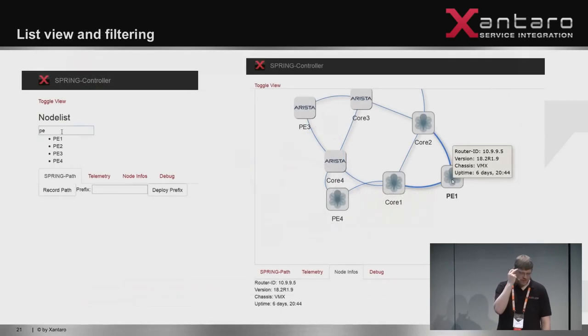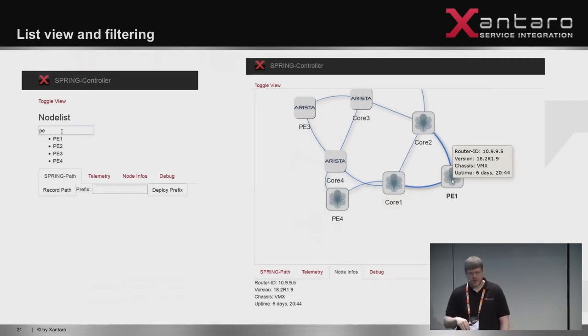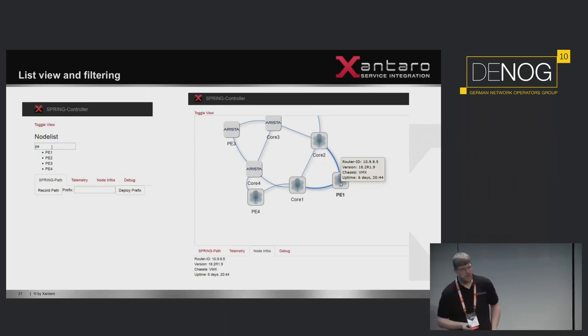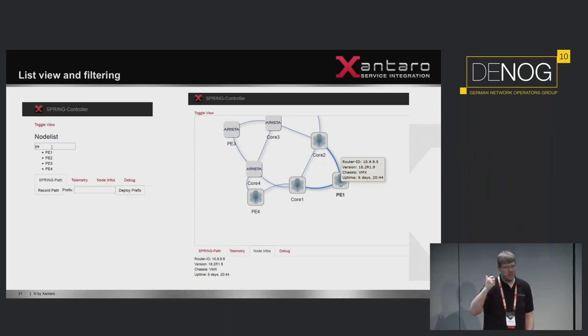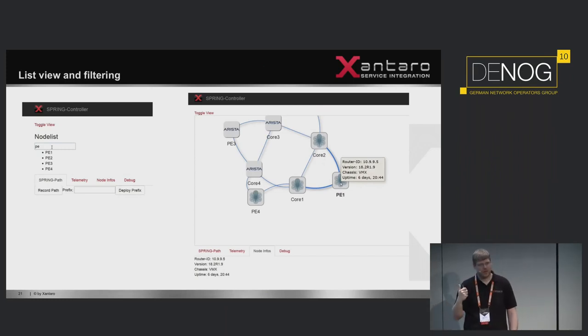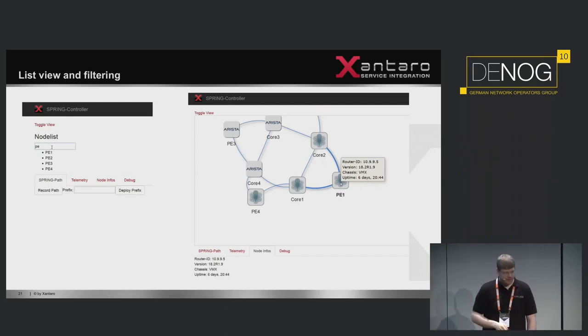There's a bit of nice UI stuff. Beside the topology view, there's a list view with auto-completion where you can just search for a specific node. Once you hit enter, it will focus on that specific node in the visualization, because that's a pretty simple topology of only 8 devices. Imagine running that on a larger topology of a meaningful network size.